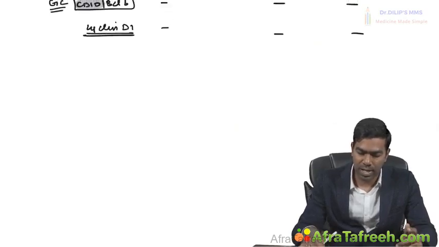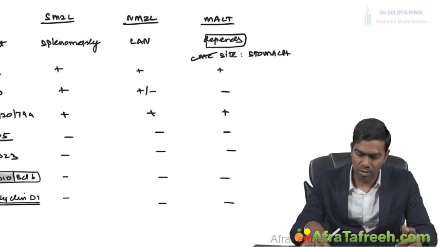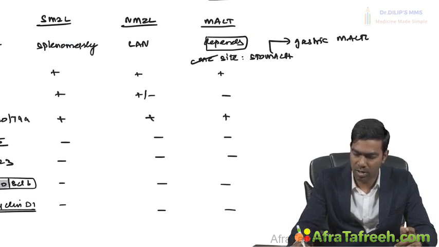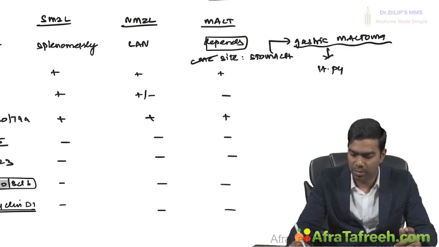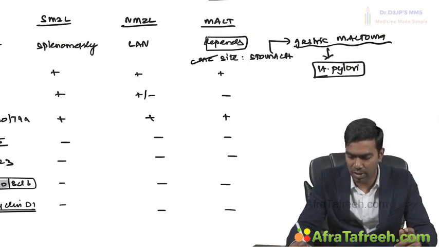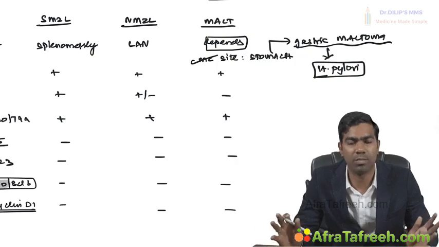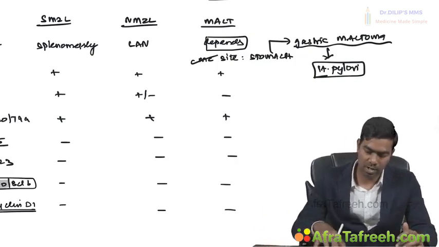Do you understand? Yes. And again, remember this gastric maltoma. I didn't tell you one more point. This gastric maltoma, this is stomach. If it happens in the stomach, this is what we call a gastric maltoma. And this gastric maltoma has a strong relationship with H. pylori, which means one of the important treatments for gastric maltoma is just H. pylori eradication. That itself might cure the majority of gastric maltomas.